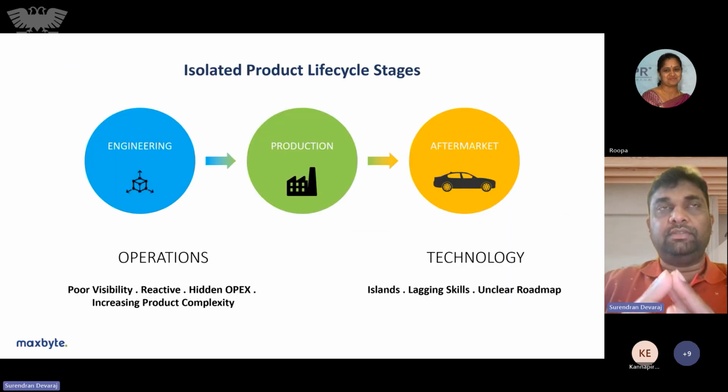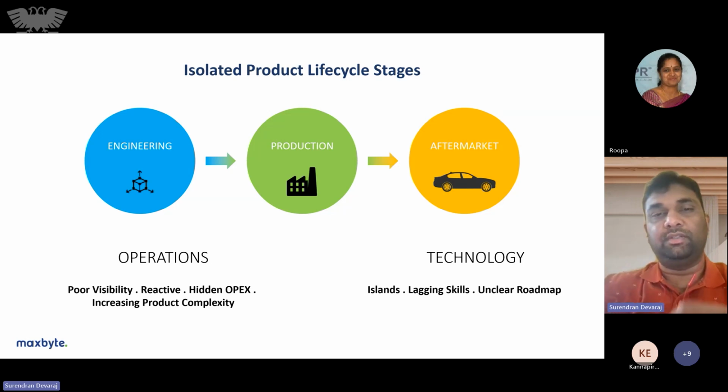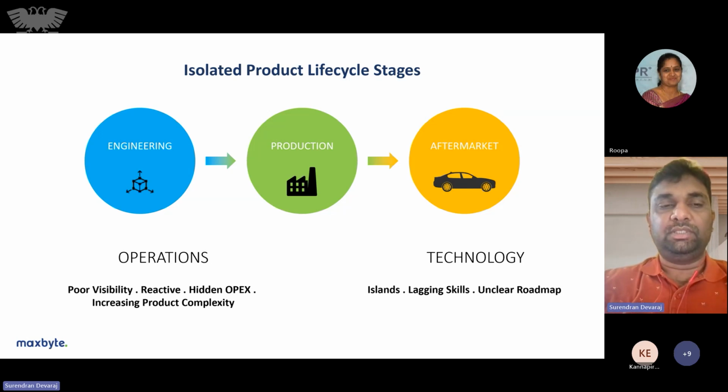As we see, every organization has three major categories of operations: engineering, production, and aftermarket. Engineering predominantly focuses on the work carried out before production or manufacturing actually happens, mainly the product design and the analysis of that product, and how it is going to serve in terms of form, fit, and functionality. Once that is true, we go for the actual production, and then the product is made, shipped to the market, and customers start using it.